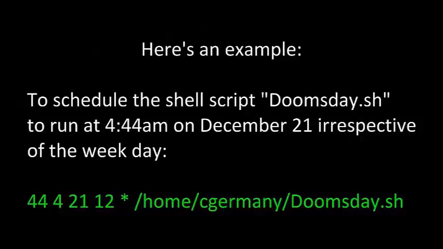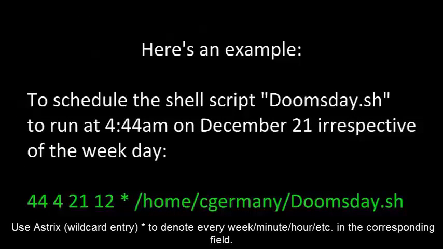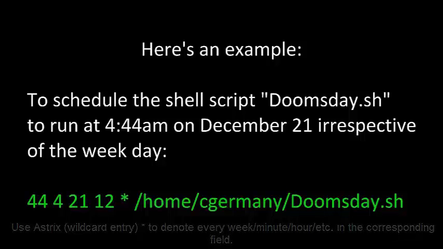Here's an example. To schedule the shell script doomsday.sh to run at 4:44 am on December 21st, irrespective of the weekday: 44 for the minute, 4 for the hours, 21 for the day of the month, 12 the month of the year, and an asterisk for the day of the week, because it doesn't matter, and the script doomsday.sh.